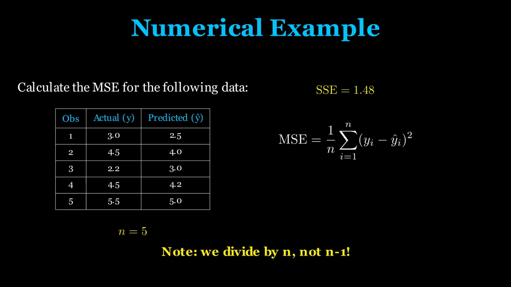Now, quick side note, because this trips people up all the time. We are dividing by n here, not n-1. The question didn't specify how the estimation function f hat was calculated. So 1.48 divided by 5 gives us 0.296. And there you have it. That is our mean squared error.